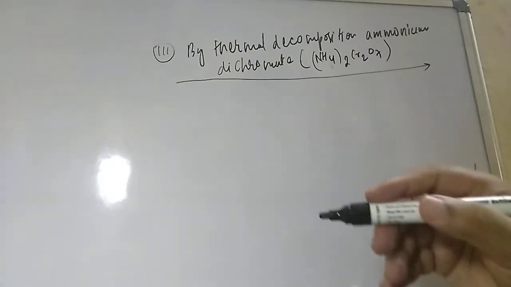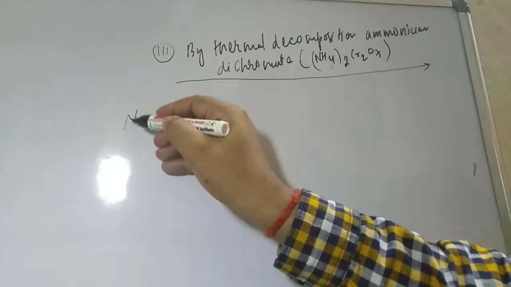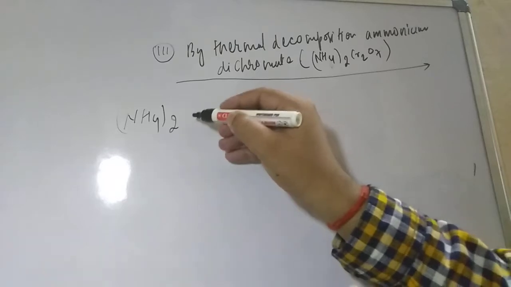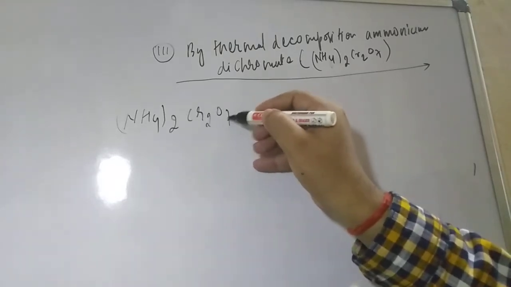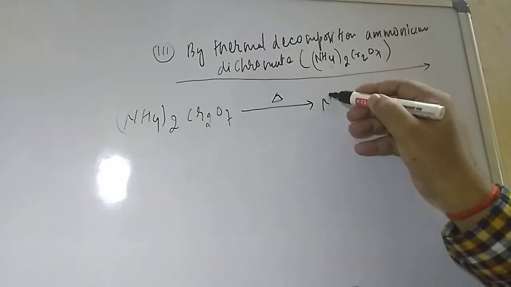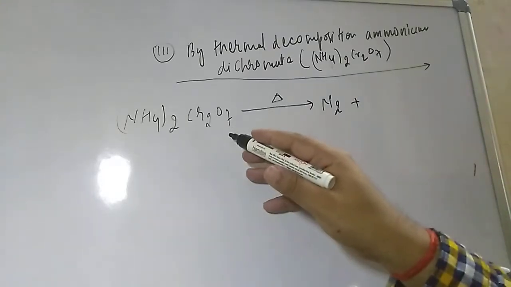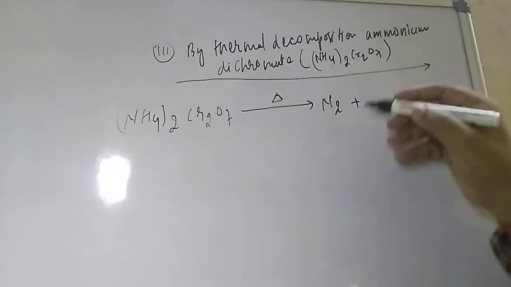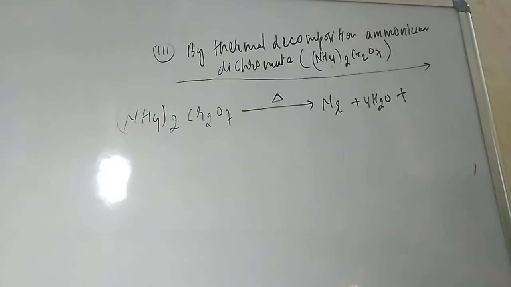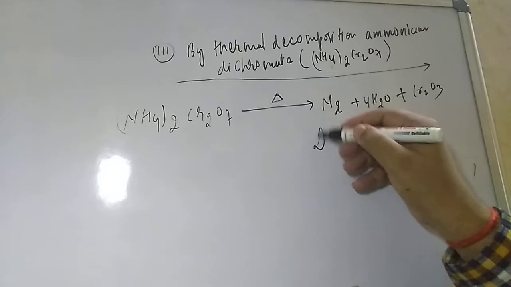Now when you heat this ammonium dichromate, you will get dinitrogen. Let us see the balanced equation for this. This is (NH4)2Cr2O7, ammonium dichromate, and if you do thermal decomposition it will give dinitrogen. Since there are 7 oxygen and 8 hydrogen, firstly you remove 4 water molecules. How many chromium are there? Cr2, and 3 oxygen is left. So this is the dinitrogen.